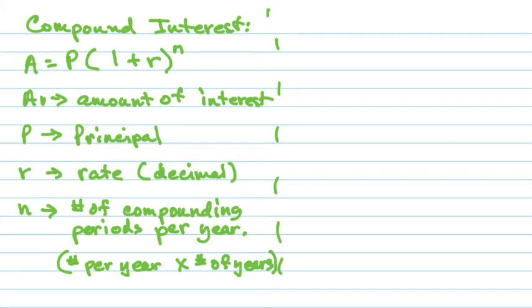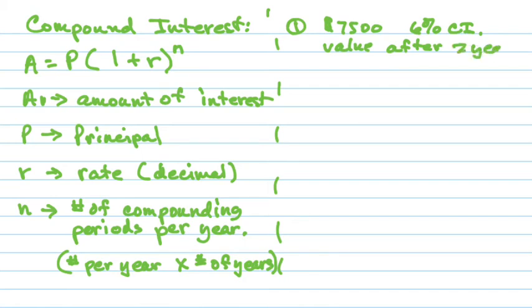So let's look at 1. 1 is pretty easy. We'll do that one. $7,500 is invested, this is page 46, at 6% compound interest. What is the value after 2 years? So they didn't tell you that it was compounded monthly or there were 2 periods every 6 months or anything else. So we just assume years is all there is, once per year. Okay?